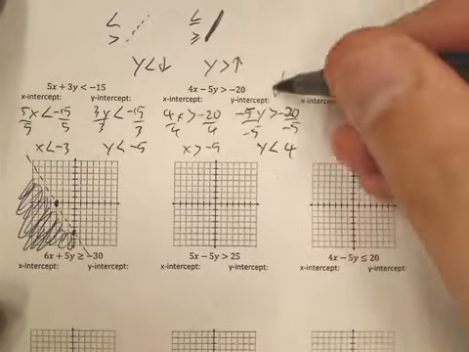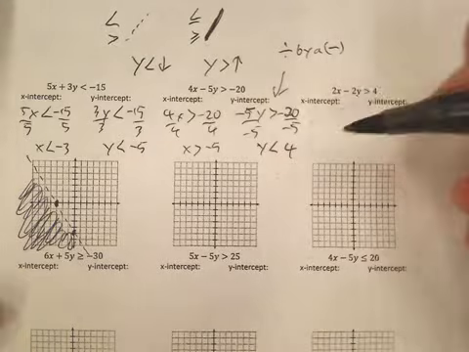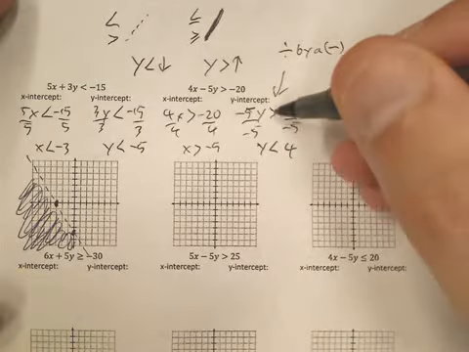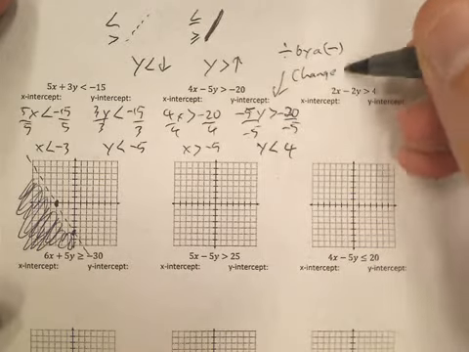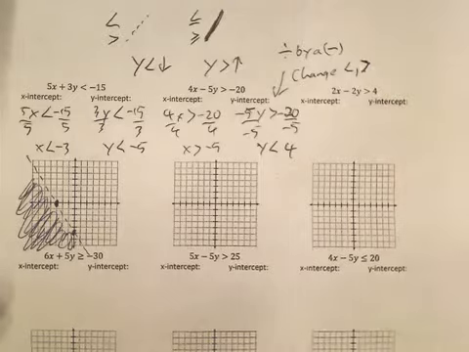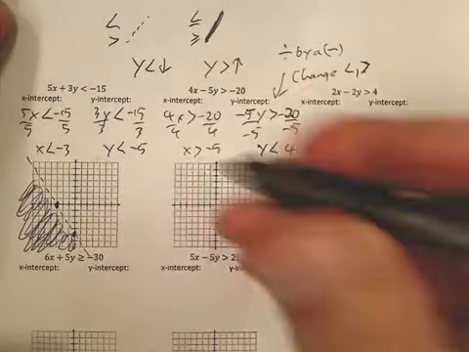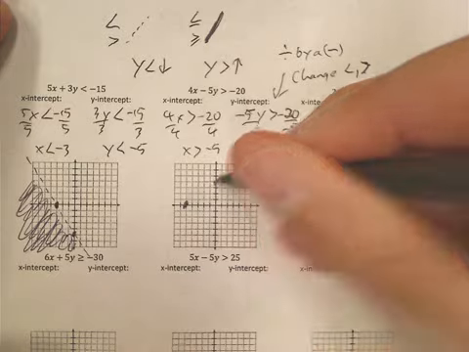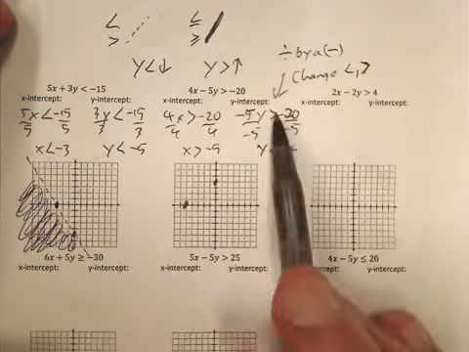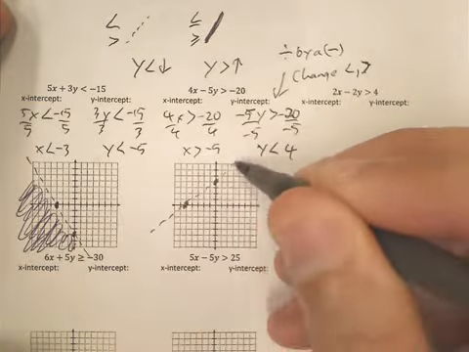Okay, so remember, when you divide by a negative, you have to flip it around. You have to change the inequality. Change less than and greater than. Okay, whichever way it is, flip it around. Okay, so go to the x at -5, the y at 4. This part's the same. It's going to be a dashed line, a dashed line.